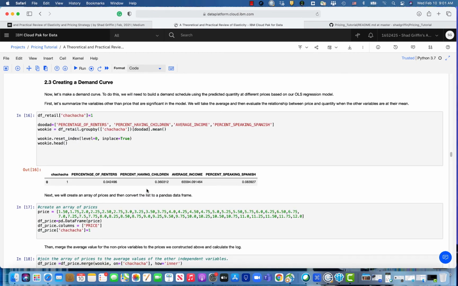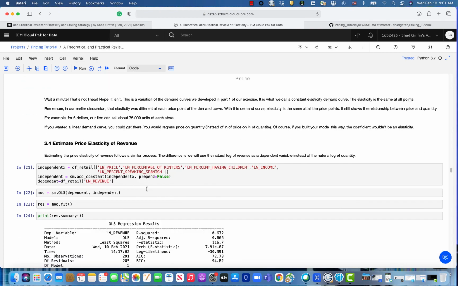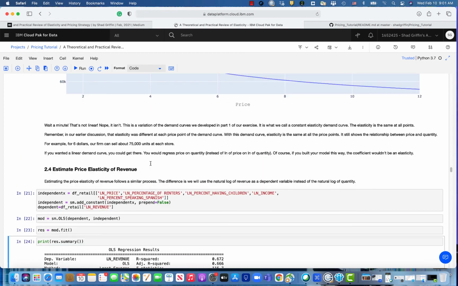And the same works for revenue elasticity. Here I'm just regressing the log of revenue on the independent variables, and I get the price elasticity of revenue, which in this case is negative 0.35. So if you increase prices by 1%, you'll decrease revenue by 0.35%, basically.